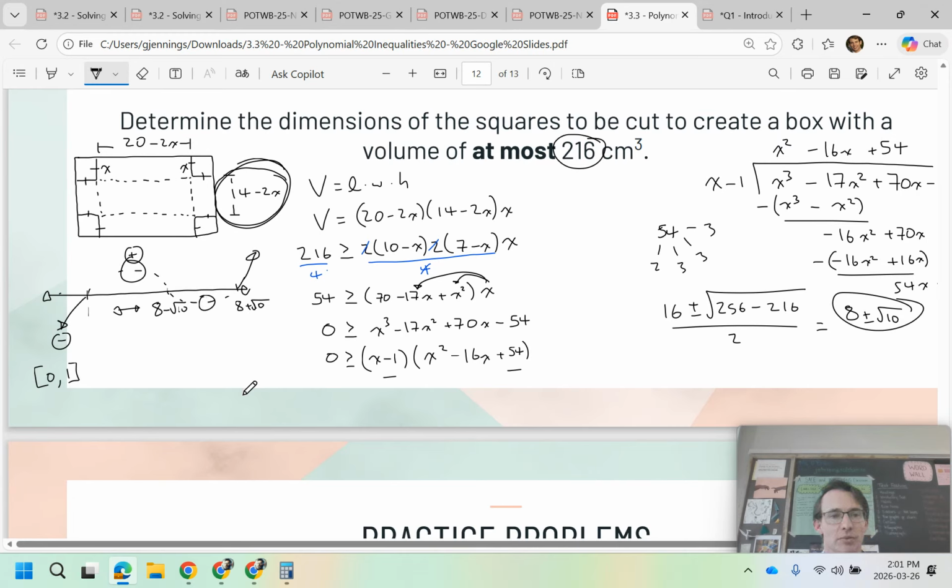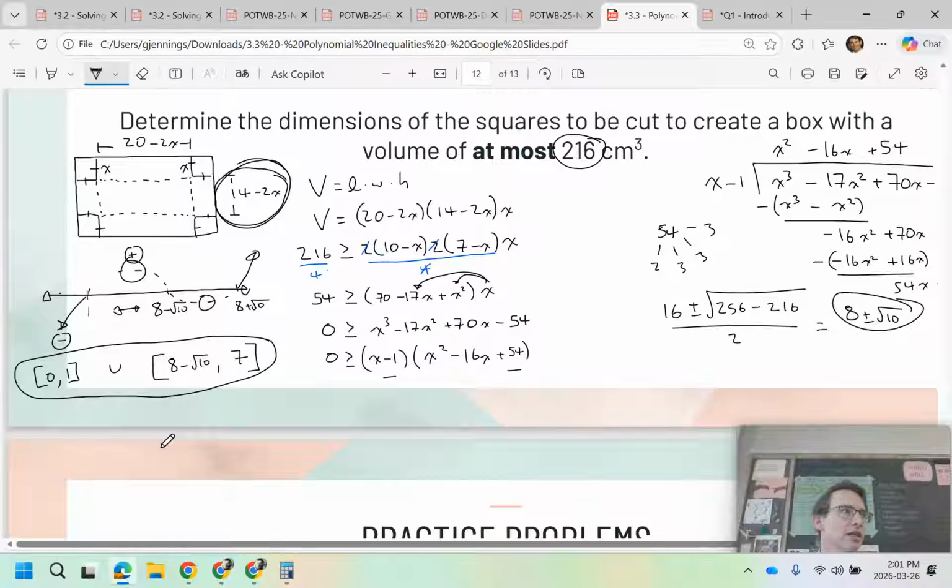And so we have that realm of 8 minus root 10 inclusive all the way to 7 works. And it's the union of these two. These are the different dimensions that we can cut out of the squares that produce a volume of the box that does not exceed 216 cubic centimeters. So that's how I would approach that problem. I'll write out my answer.